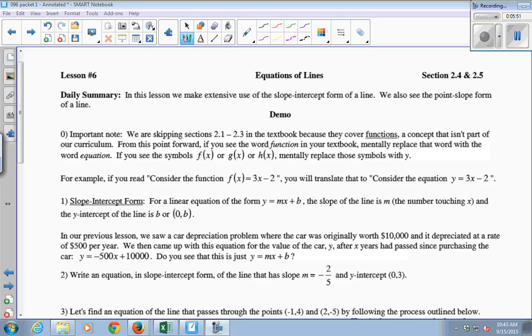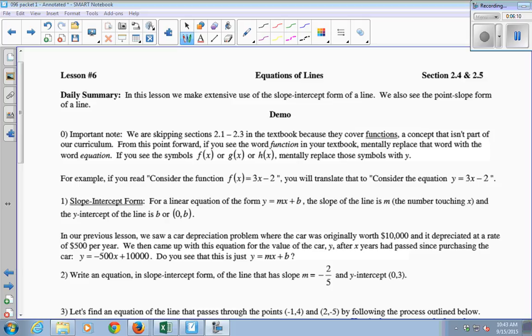Okay, we're starting lesson 6. Keep in mind that what we do today, from now until the end of class, is not going to be on your quest. Your quest is going to go up through slope. Today we're going to talk about equations of lines for the rest of class, and that's not going to be on your quest.